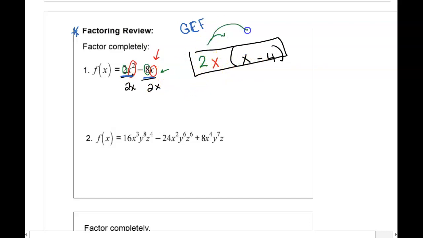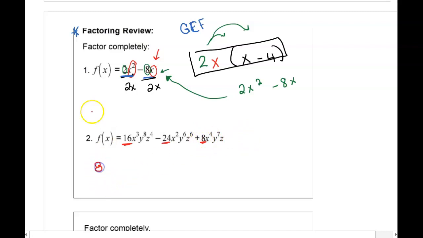So if we distribute this out, 2x times x is 2x squared. 2x times a negative 4 is a minus 8x. Notice these two are the same. That tells us we did a good job factoring, but that should always hold true. All right, let's look at number 2 now. When we look at numbers, I have a 16, a 24, and an 8. My greatest common factor among all of those is, of course, the 8.